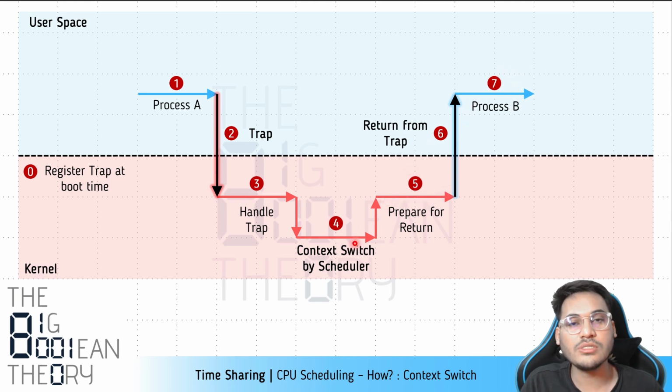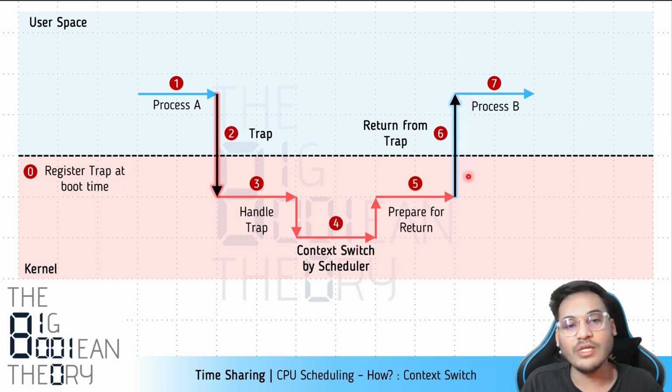So once we have switched to a different process, in this case process B, what is remaining? The remaining thing is to return from the trap. The way this is done is that we prepare for return, we restore the registers of process B, right? And then we execute the return from trap instruction. When that happens, the privilege level is dropped from kernel mode to user mode, and we resume executing the instructions of process B from the point we had left off, right?